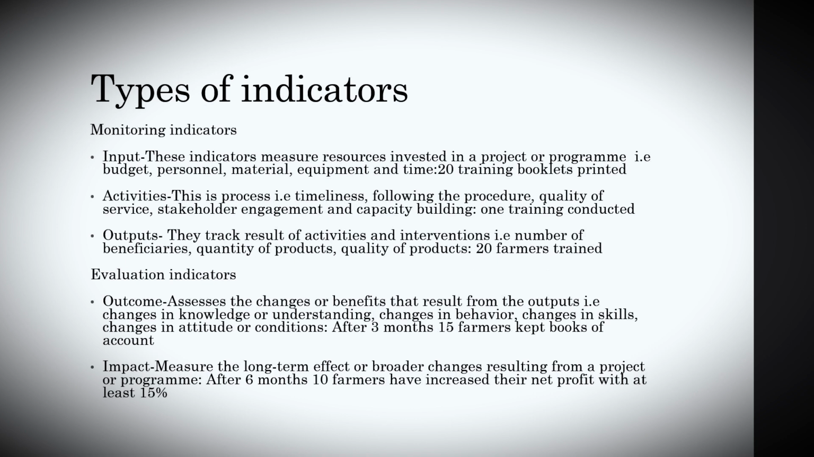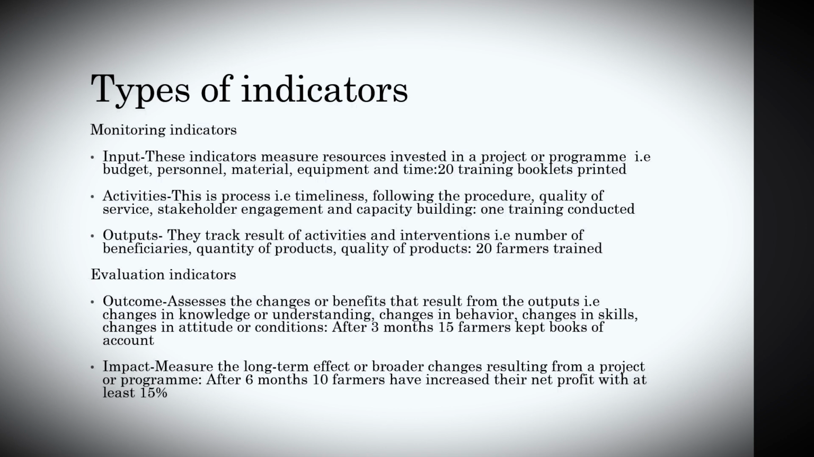Let's go to types of indicators. I can divide the types of indicators into 2. These are monitoring indicators and evaluation indicators. Monitoring indicators have 3 types of indicators, while evaluation indicators have 2 types of indicators. Monitoring indicators include input. Input indicators measure the resources invested in your project or program, i.e. the budget, the personnel, the material, the equipment, and the time invested.